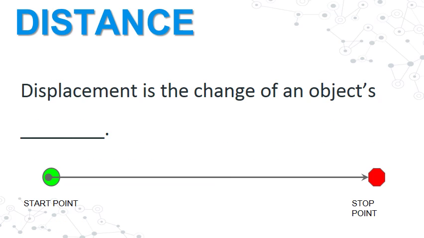Now displacement is a little bit different. Displacement is the change of an object's position. So here we have a starting point in the green, and we have a stop point. Okay, so this straight line is the distance. It's also the displacement.